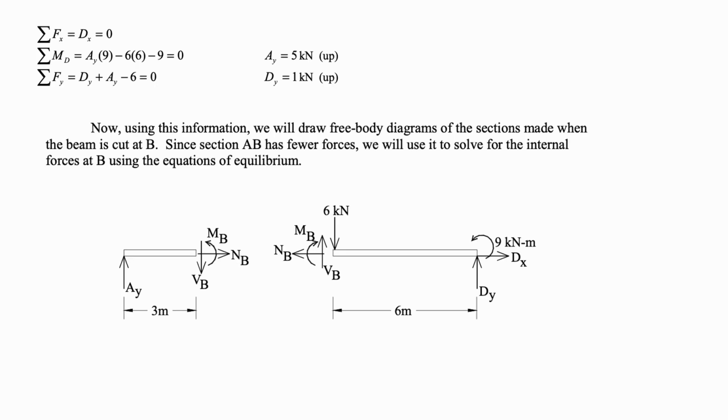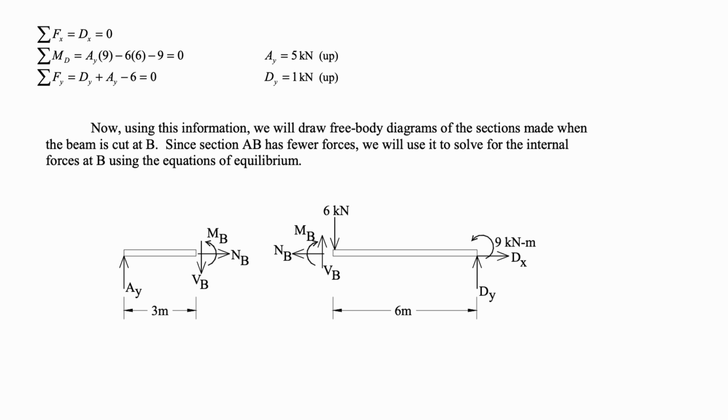The third step is to sum the forces in the x direction equal to 0. That will give us that force Dx is equal to 0. Then we have the sum of moments at point D equal to 0. That means Ay times 9 minus 6 times 6 minus 9 is equal to 0, which will give us Ay equal to 5 kilonewtons up. And we have the sum of forces in the y direction equal to 0. That means Dy plus Ay minus 6 is equal to 0. Solving this equation, we have Dy equal to 1 kilonewton up.